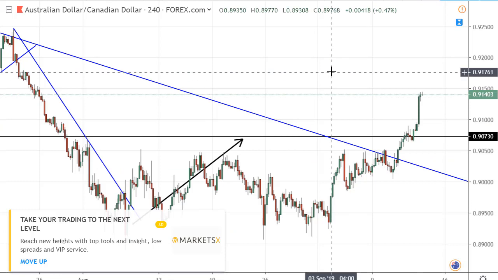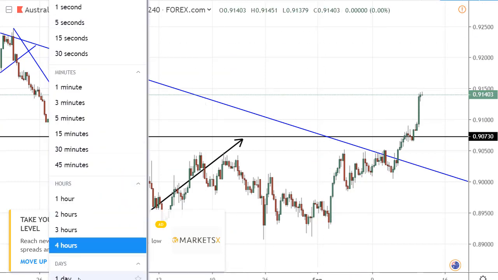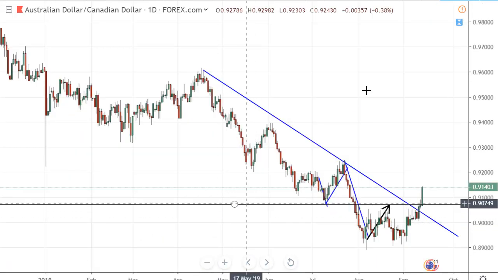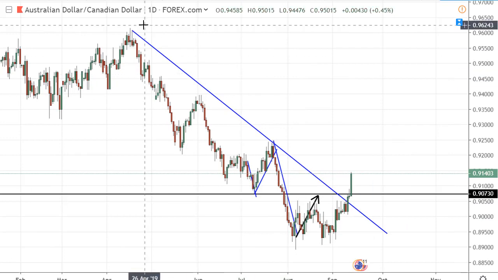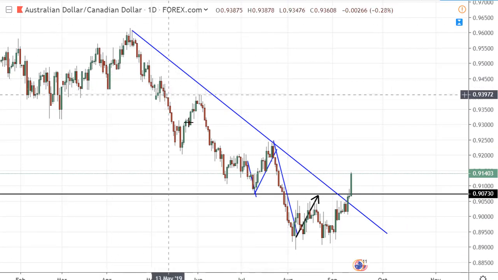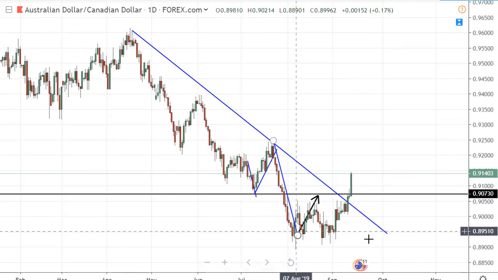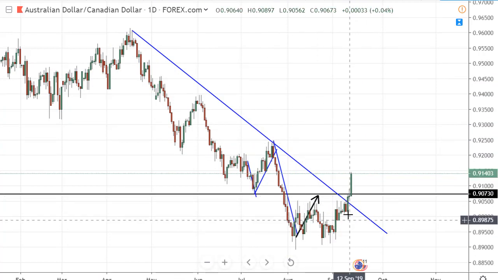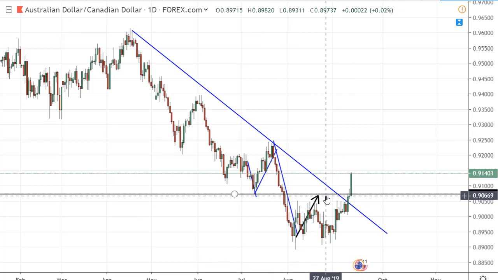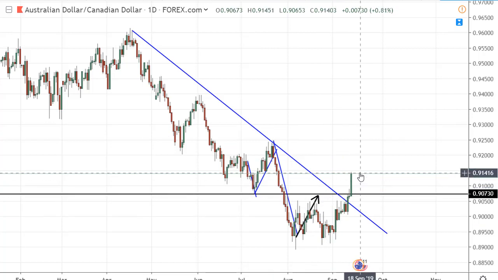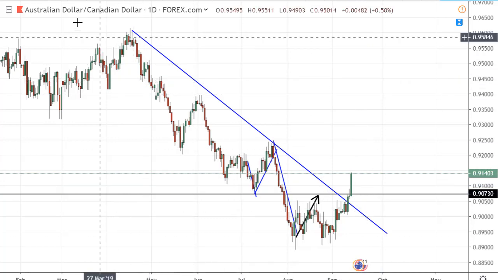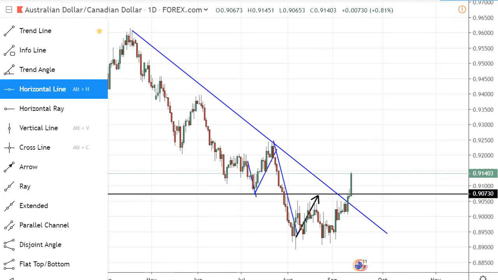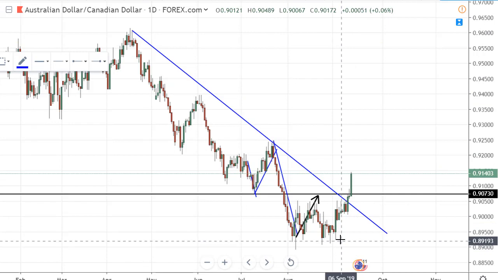Australia, Canada. I've been watching this for a while now, and I think I've shared it in some analysis. Very clean price action on the daily chart. We're making lower highs and lower lows. We got consolidation. And finally we broke this trend line, and of course we broke this previous support and now resistance. So let's wait for a pullback and try to get into this move as well.